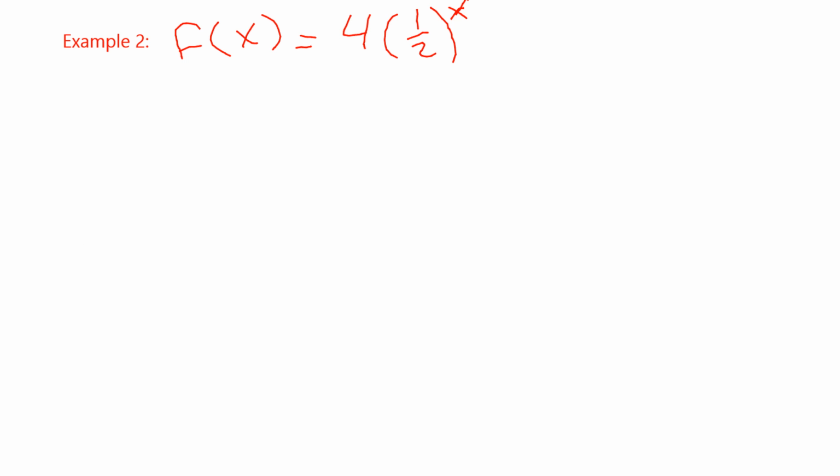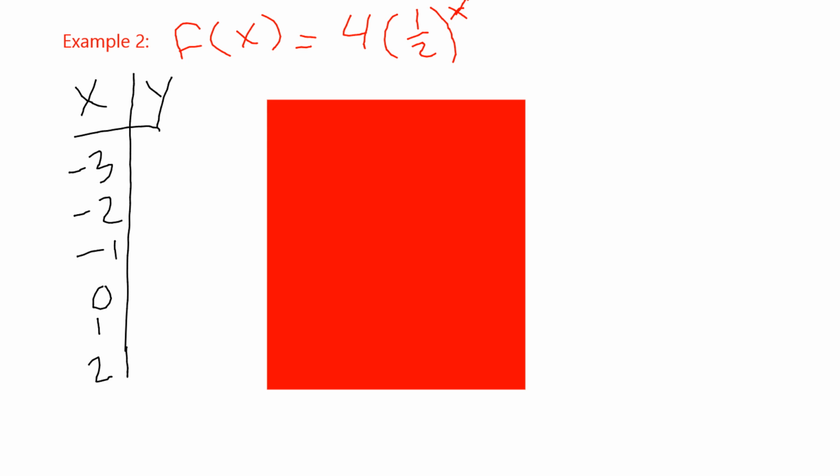Example 2 is f of x or y equals the initial value of 4, a common ratio of 1/2 raised to the x power. When you have a fraction for a rate, values of x are easier if they're negative because then it's a whole number that you're multiplying. But you still want to have some negative and some positive numbers as well as 0. So I'm going to go ahead and substitute -3 in so that you can see how it works.